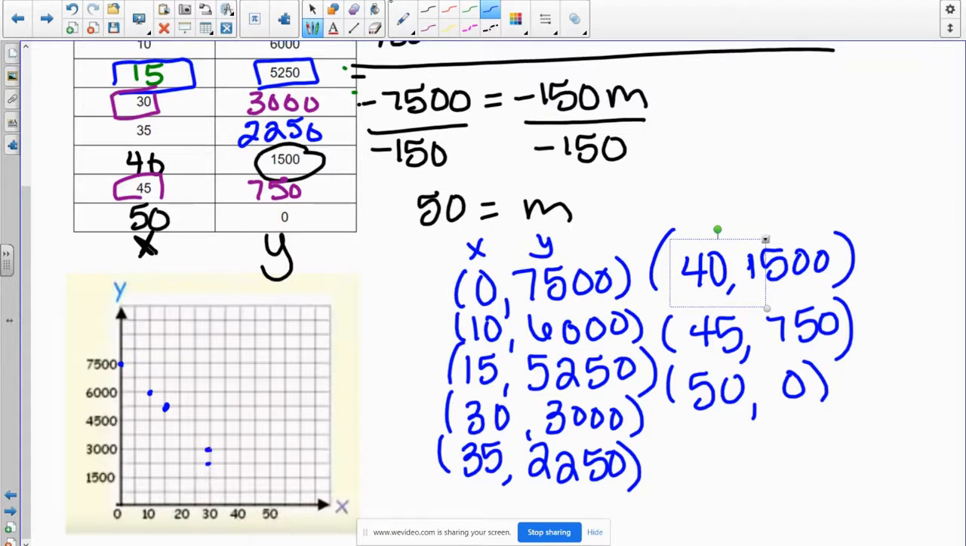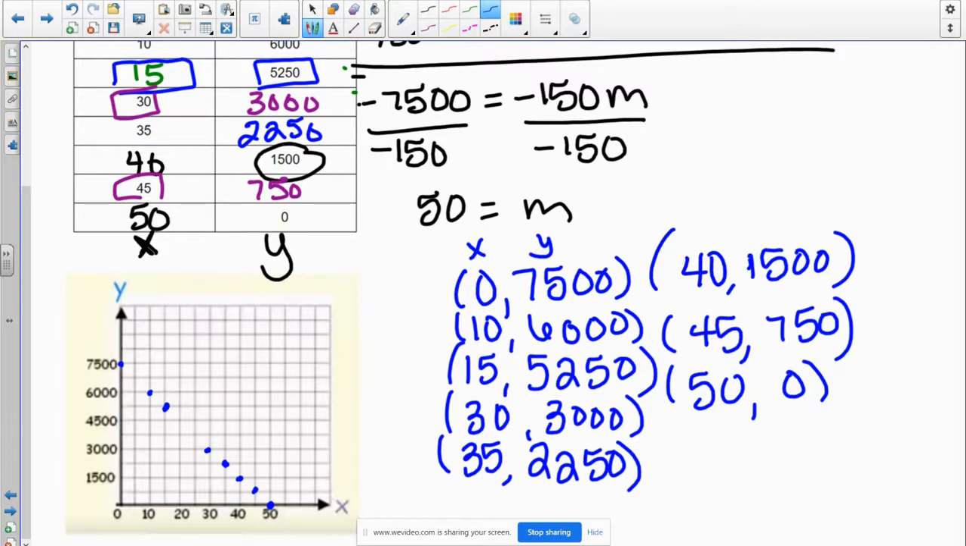Whoops. Erase that. I went too far. So 30 again, and then 3,000. There's my X, and that's my Y. 35. There's 2,250. 40 minutes, 1,500 liters left. 45 would be 750, and then the 50 minutes, there would be 0 liters left.